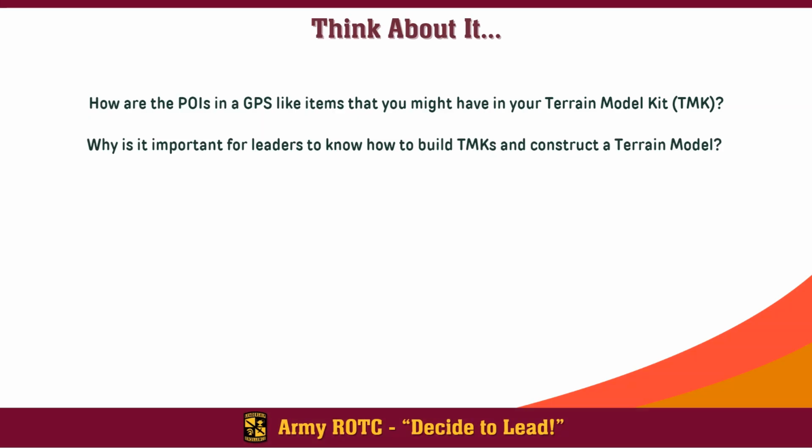So another think about it here. How are the points of interest in a GPS like the items that you might have in your terrain model kit? Now, if you don't know what I'm talking about, a terrain model kit is something most of your upperclassmen probably have, where it's got all these little symbols and cutouts that show where the ORP is, where your assault team is going to be, where your support team, weapons squad, where the team leader might be. So it's those cutouts that symbolize where things are going to be.